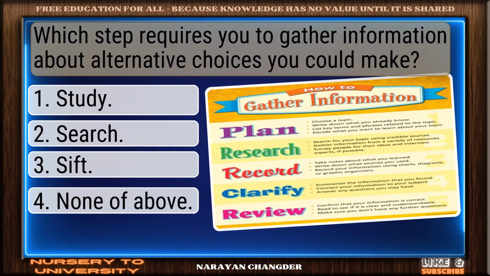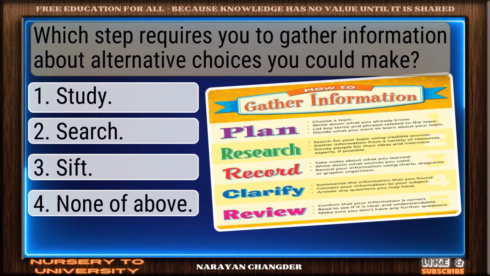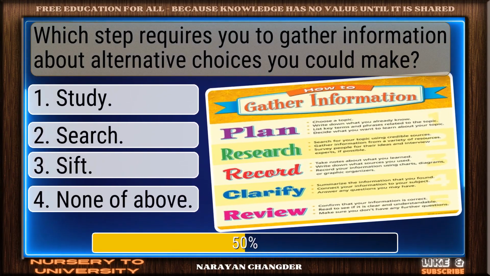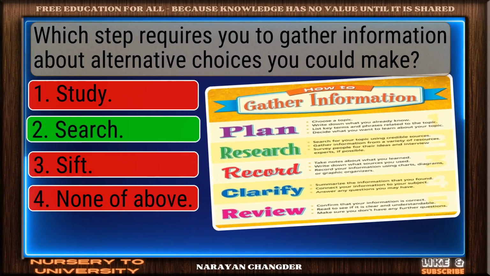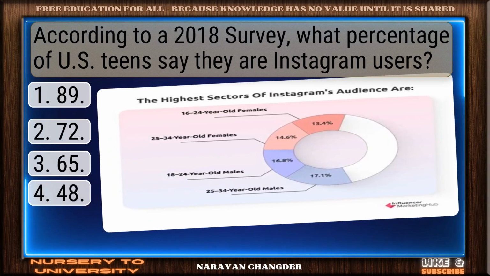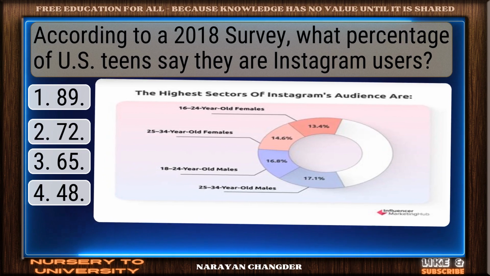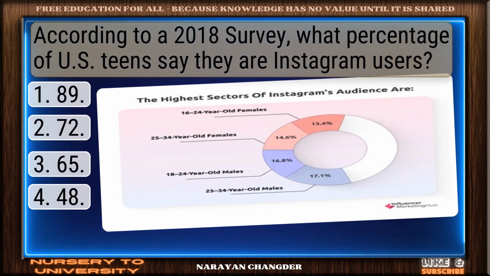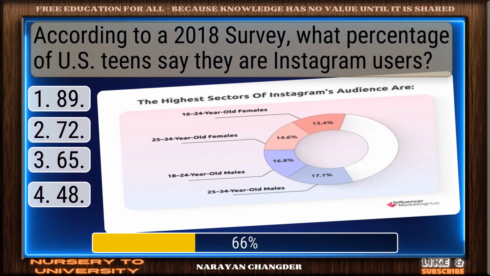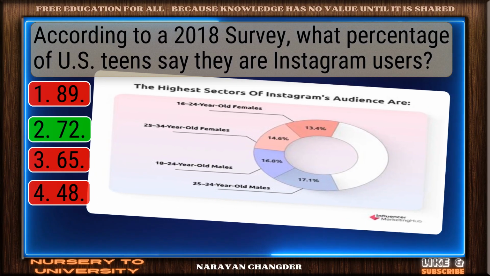Which step requires you to gather information about alternative choices you could make? Well done. Search is the right choice. According to a 2018 survey, what percentage of US teens say they are Instagram users? You got it. Your choice 72 is right.